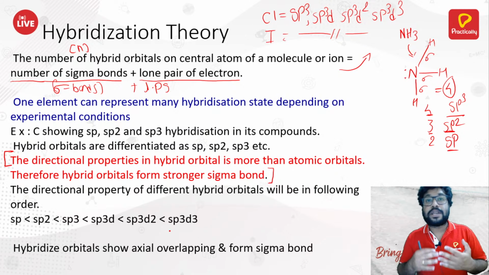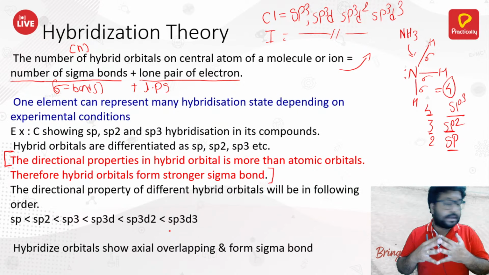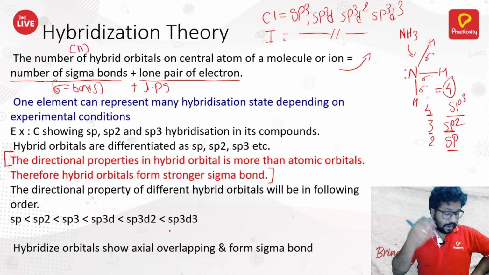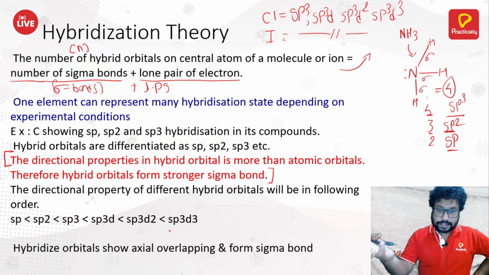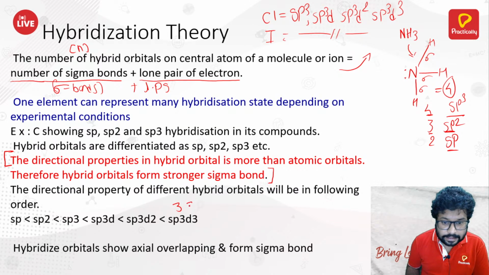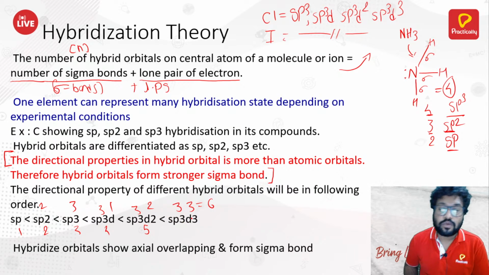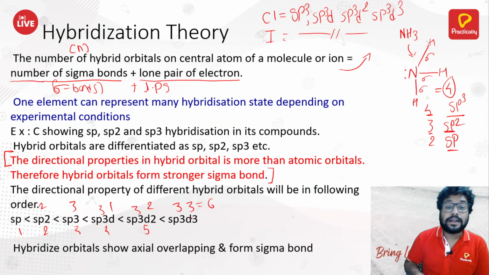See, more the number of directional orbitals, more will be the directional property. In sp3d3, how many directional orbitals are there? 3 here, 3 here, total 6. Here 3 and 2, how many? 5. Here 3 and 1, how many? 4. Here only 3, which is p. Here only 2, which is also p. Here only 1. So that's how the directional properties are. More the number of directional orbitals, more will be the directional property.